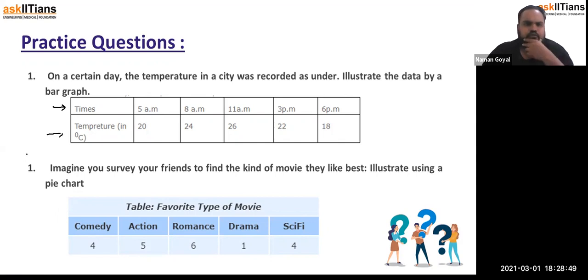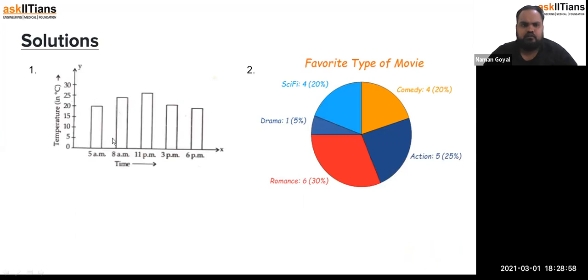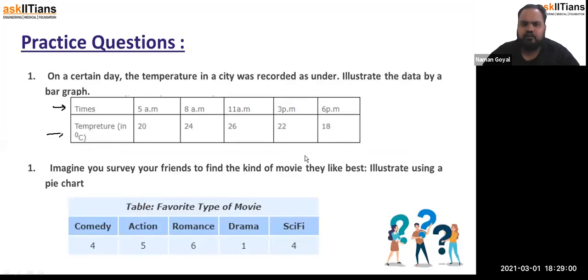So what we have to do is draw a bar graph for this particular data. Simple, very simple, right? First of all, we have to draw a line, the x-axis and the y-axis. This is the x-axis and this is the y-axis. On the x-axis we have to take times, and on the y-axis we have to take temperature.